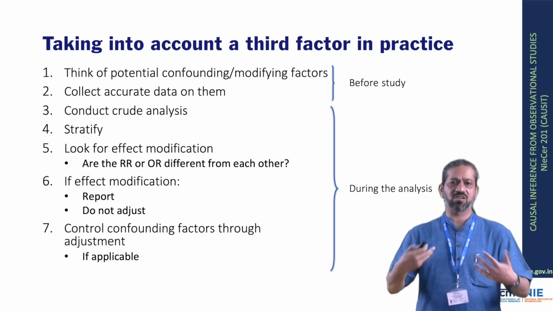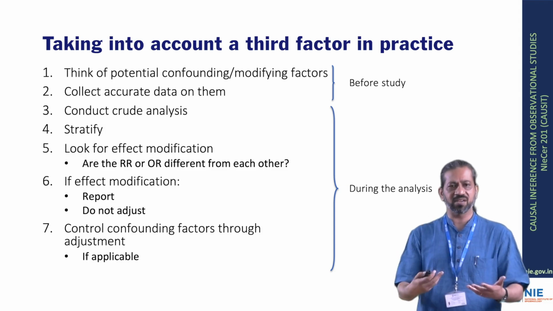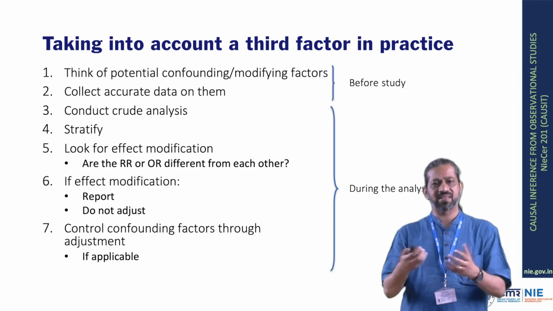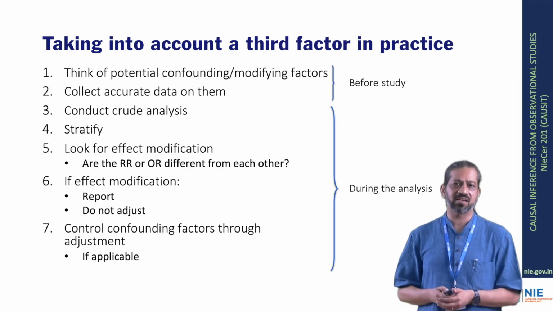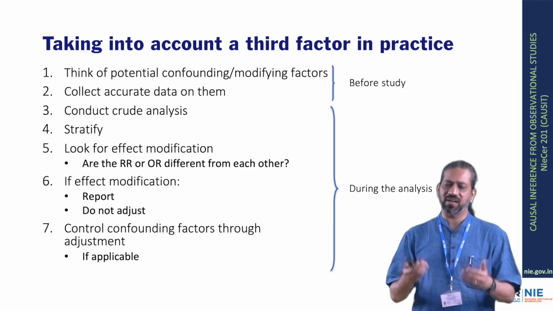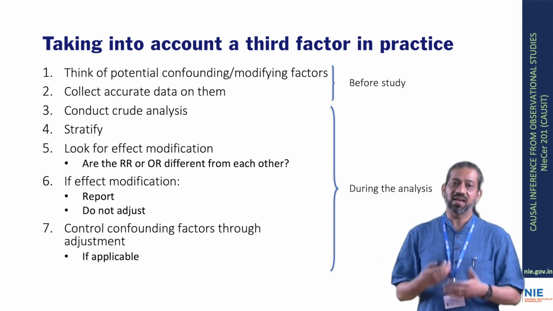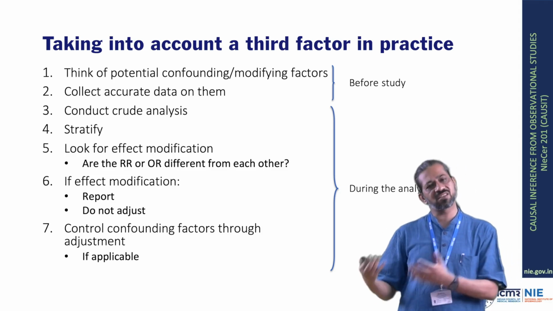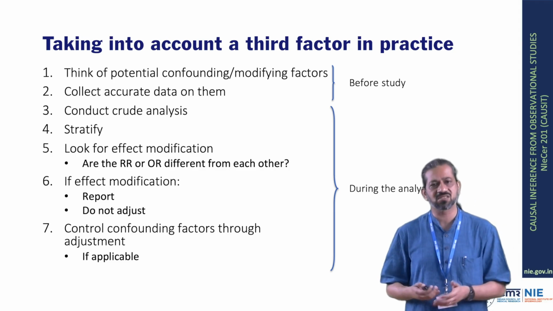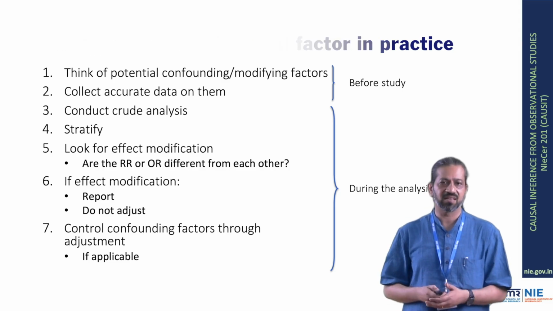If it is, you report them and you do not need to adjust for that modifier, because modification is a natural process. It is something that naturally happens in nature, and we would like to report it and see how it makes a difference in terms of the effect of the exposure on the outcome. While trying to identify confounders, we would want to again do a stratified analysis, and then whatever confounders are identified, we actually adjust for them or control them through adjustment, through regression models as we talked earlier. And so we would report an adjusted measure of association, which is adjusted for the particular one or more than one confounders that may have been identified in the study.